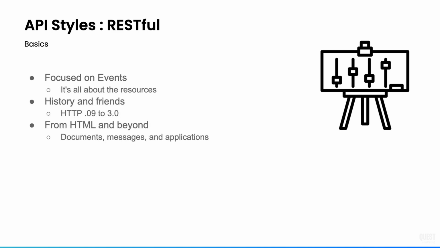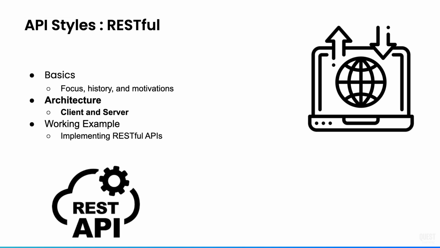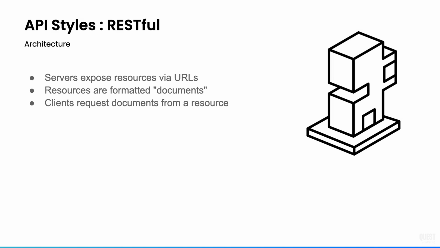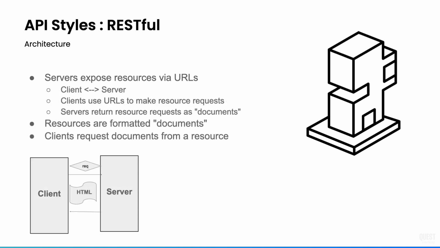So RESTful APIs are all about resources. They've been around for quite a while, and it's document style, message style, and application style all kind of mixed together, and that can sometimes be a bit of a challenge. So what is the real architecture of the RESTful API? Servers expose resources. Resources are formatted as documents. We'll talk a little bit more about that. And clients request those documents. So there's this client-server experience. Clients use URLs to figure out which resource they want to request, and servers return resource requests as documents.